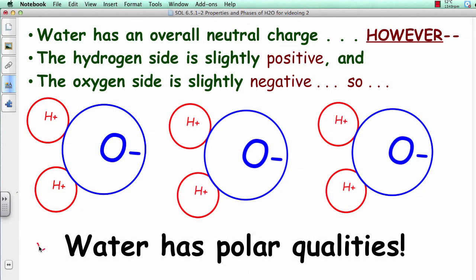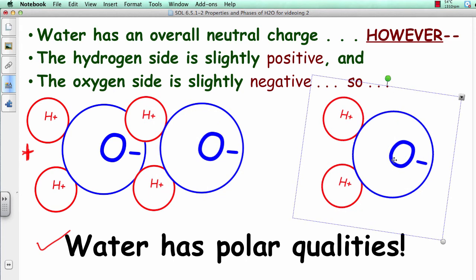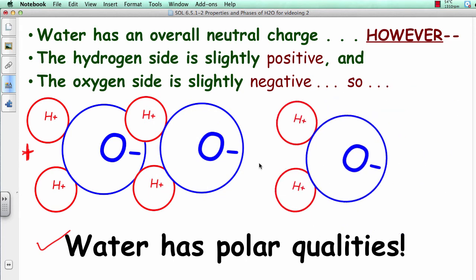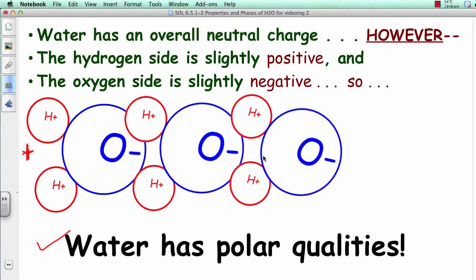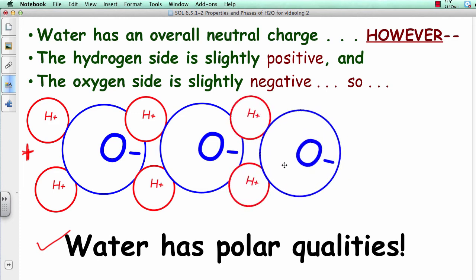Again, because water has polar qualities, and we understand that water has an overall neutral charge. However, the hydrogen side is slightly positive and the oxygen side is slightly negative. And so what we get is this phenomena where these water molecules want to stick together. And so they come together like little magnets, and they stick to one another. The polarity of the molecules causes this cohesion, which is what makes water behave the way that it does in this manner where molecules and water droplets even want to stick together.